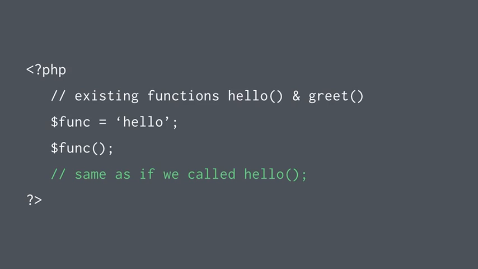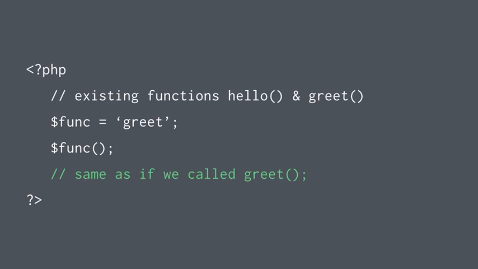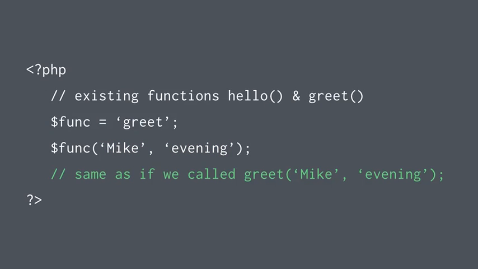So let's say we changed $func to greet and then called $func with the open and close parentheses. It would be the same as if we had called greet. We can also pass through arguments such as $func and then Mike and then evening. This would be the exact same as if we called greet, then Mike, then comma, then evening.